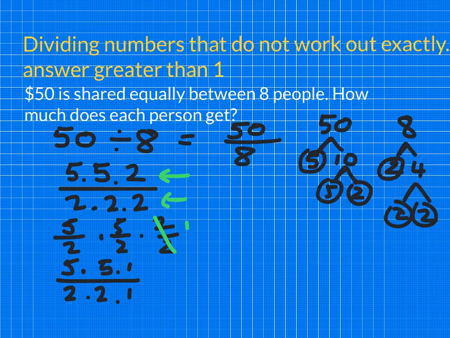So we can now make that 5 times 5 times 1, which is 25, over 2 times 2 times 1, which is 4. And that's the amount of money they get, but it's not written in a very easy way of being able to work it out. Let's have a look. So we've got 25 over 4 as our final answer, but we really want to know how many dollars that is. If we want to split this up, this is 25 divided by 4.